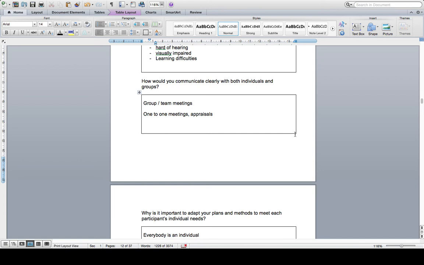Now, with one-to-ones, with individuals, it's a little bit different. You could do one-to-one meetings and appraisals, where you can sit down on a one-to-one basis, and if they've only just started with you, you can tell them about what their targets are, or if it's someone that you've been coaching for a while, you can tell them about their progress and give them feedback. And that is how you would communicate clearly with groups or individuals.